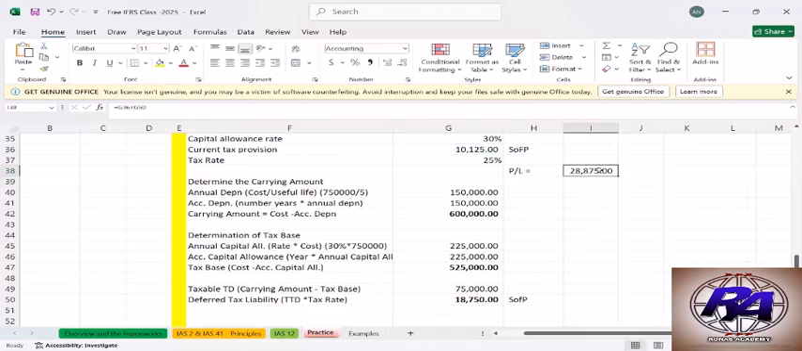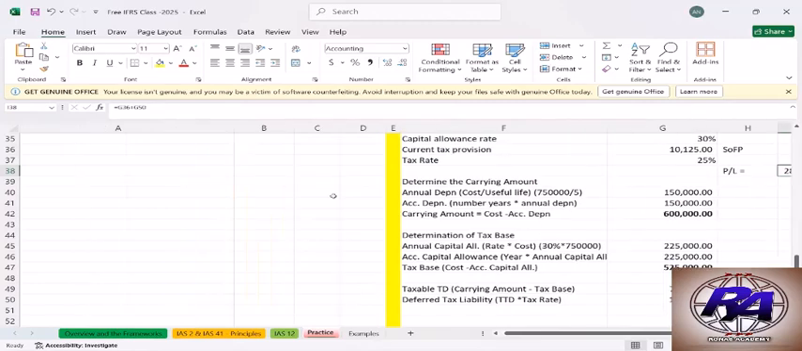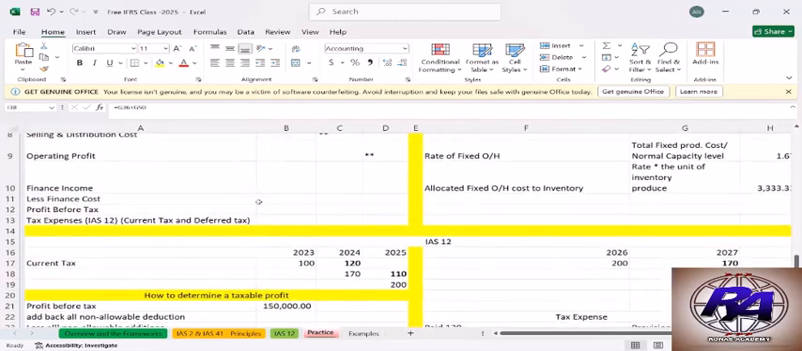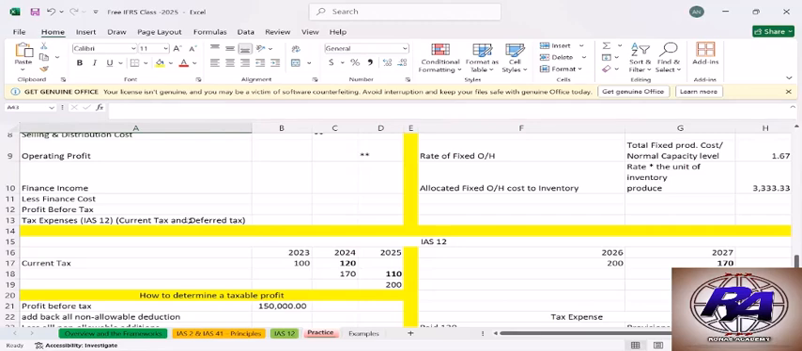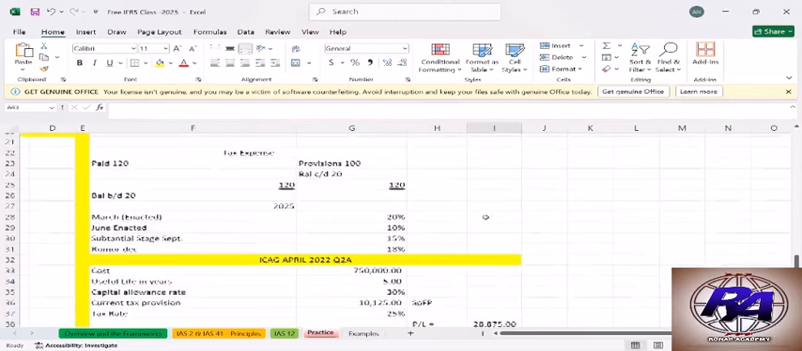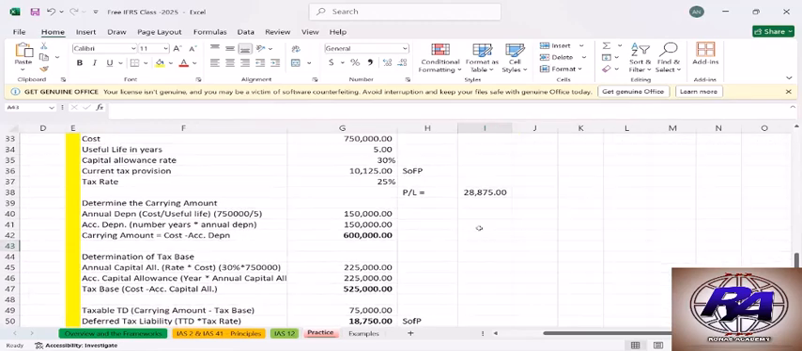So these two will go to the statement of what? Profit or loss. So we can just have an extract. Don't forget when we started, I told you that our tax expense is always the summation of the current tax and what? Deferred tax. So now that we are done computing the deferred tax and the current tax, the two of them will go to P or L.